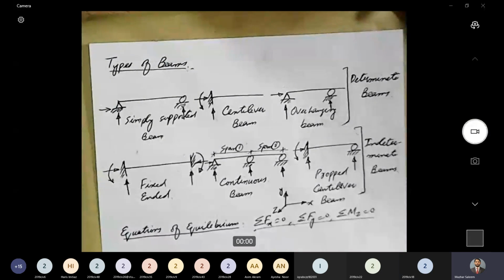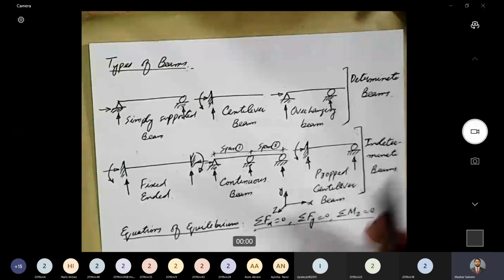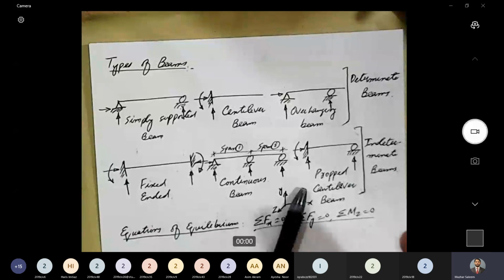Okay, sir. All right. So these are determinate and indeterminate beams. Now there is another concept that is known as degree of indeterminacy, but it's 9:03. At this point, we can have a break for 10 minutes. And after that, we will continue our discussion.